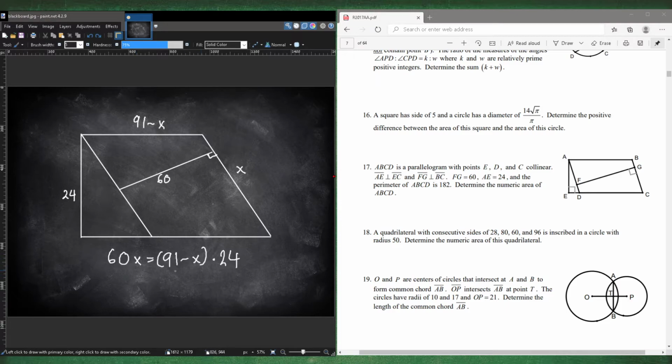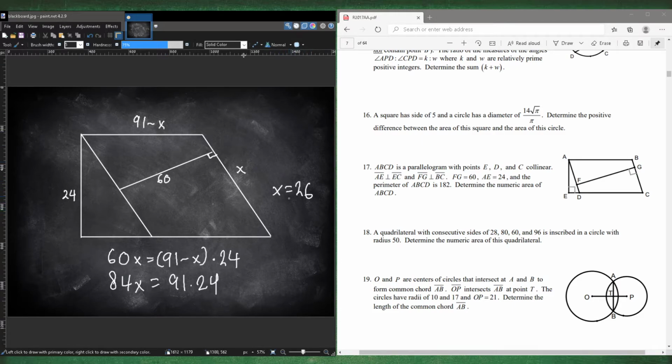So now we have this equation, and now we just need to solve for it. So this is 60x, and this is minus 24x, so that makes 84x. And then this is 91 times 24. You can use your calculator if you want, but you can also do this by hand. But I prefer using the calculator. So 91 times 24 divided by 84, and you get an answer of x is equal to 26.